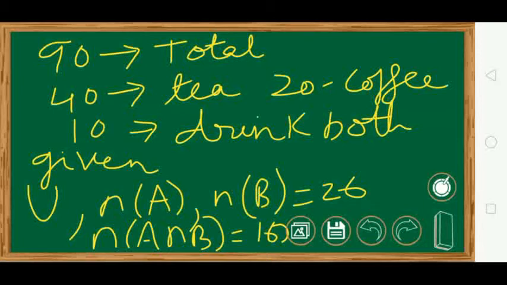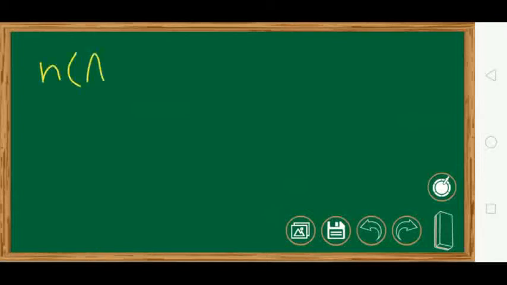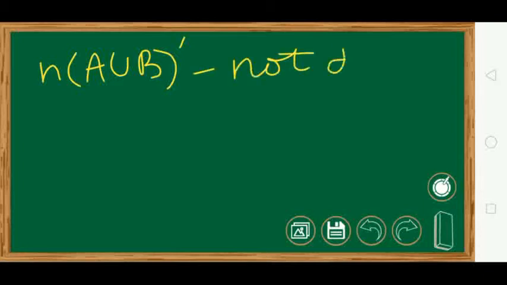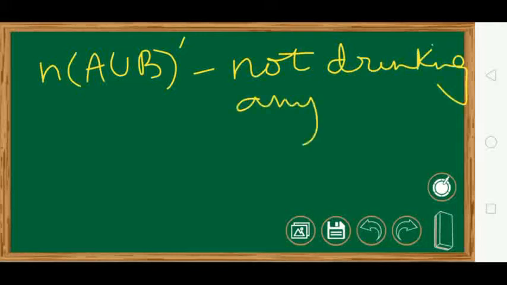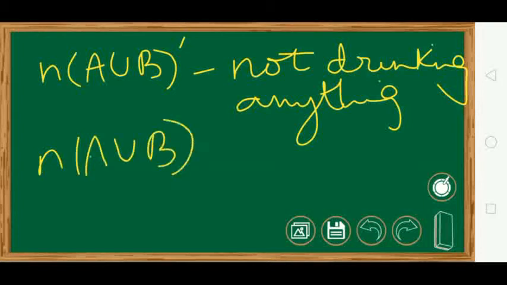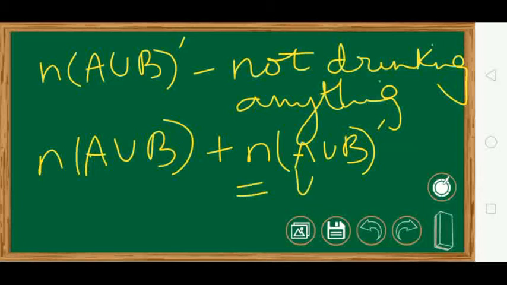Now if you want to find N of A union B dash, that means not drinking anything. How will you find N of A union B dash? You know that any set plus its complement is going to be the universal set. N of A union B plus N of A union B dash is equal to U. You know the total number, so you can get this. So you have to solve using the formula method.